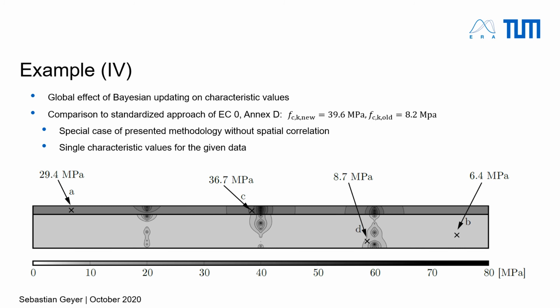If you move closer to the measurement location, then depending on what the measurement outcome is at this location, the values can be smaller or higher, because there is the spatial correlation of the measurement location. In fact, the Eurocode approach is a special case of the presented methodology when you neglect the spatial correlation. But it can only give a single characteristic value for the given data, which then is valid for the whole structure.